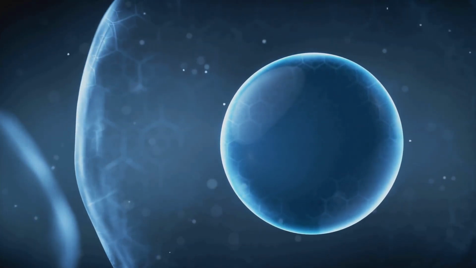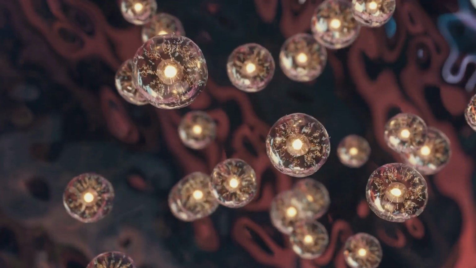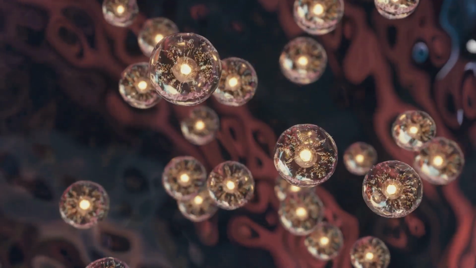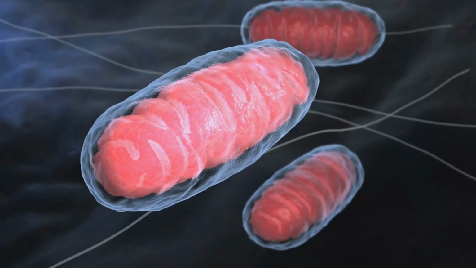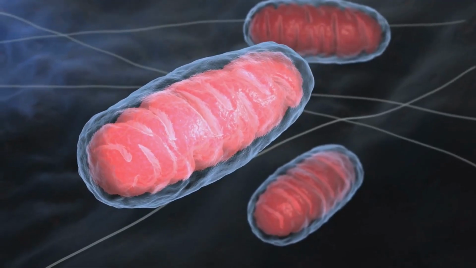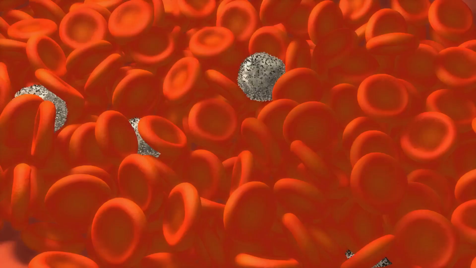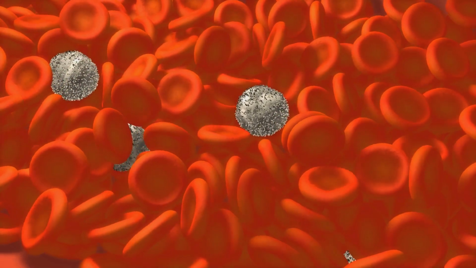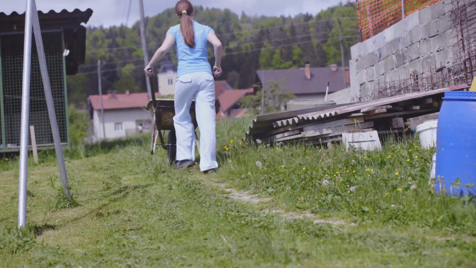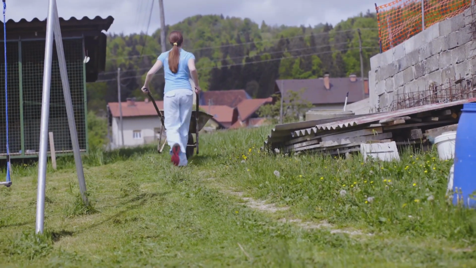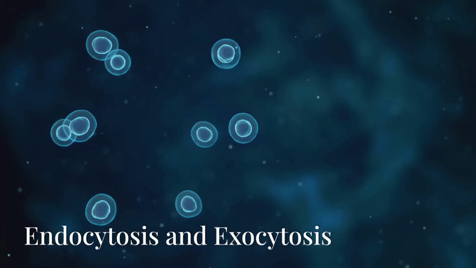While passive transport is straightforward, active transport takes a bit more effort, literally. Active transport requires the cell to expend energy, often in the form of adenosine triphosphate, or ATP. Why? Because it moves molecules against the concentration gradient, from areas of lower concentration to higher concentration. Imagine trying to roll a ball uphill. That's active transport in action.